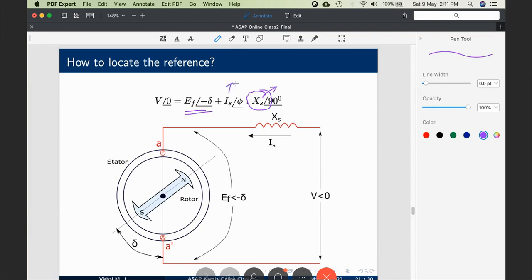Similarly, IS is not a constant. It depends on the temperature of the winding, the humidity, the skin effect, etc. So which means we cannot substitute these values and find out the value of EF. That is not possible.